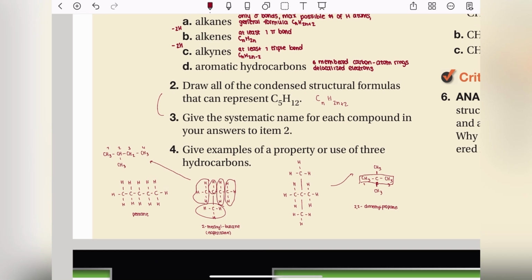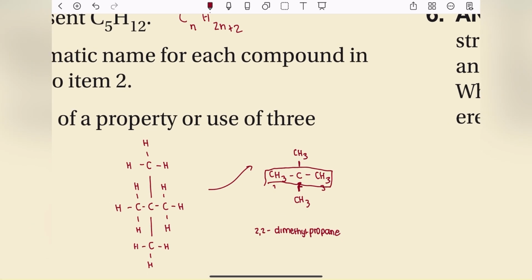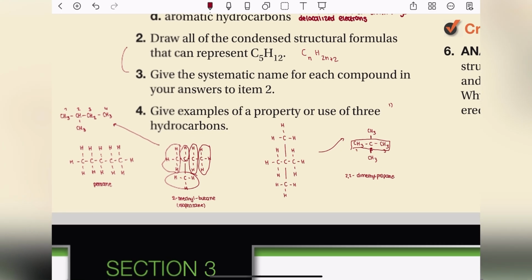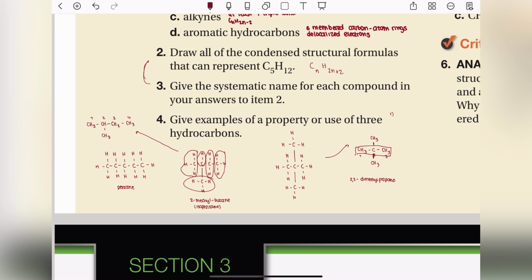Now, number 4 asks us to give examples of a property or use of 3 hydrocarbons. Let's recall everything that we covered in this section and start with isomers. The more carbon atoms there are, the more structural isomers there are. Just like in this example with 2 and 3. The formula had 5 carbon atoms, and there are already 3 isomers for this molecular formula.